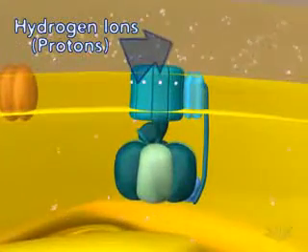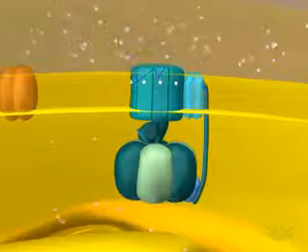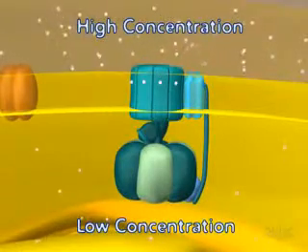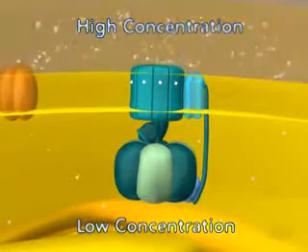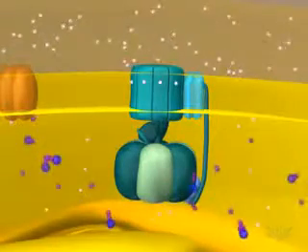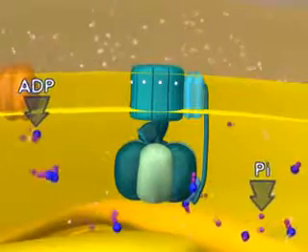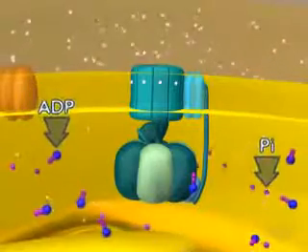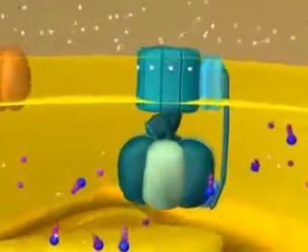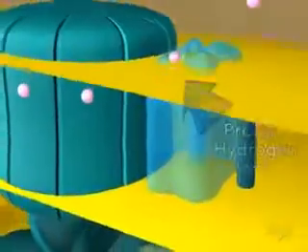Notice the large difference in the number of hydrogen ions on the two sides of the membrane. This difference is a hydrogen ion, or proton, concentration gradient. The energy associated with this gradient is used to synthesize ATP from ADP and Pi. This occurs at the ATP synthase complex.